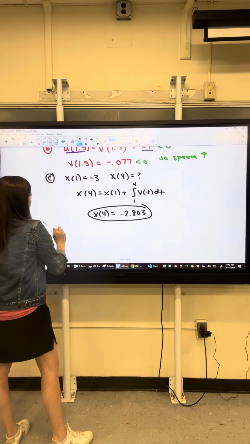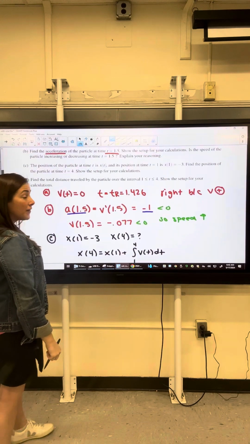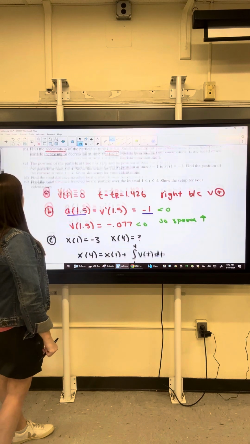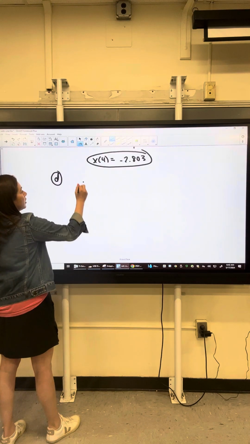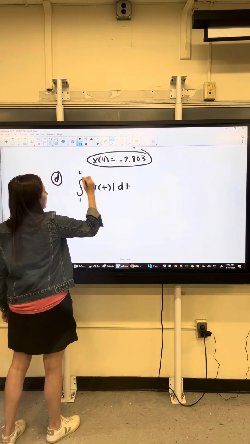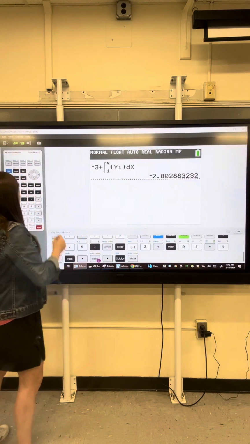And then letter D, this was just the memorizing of the formula, which hopefully I emphasized enough in class over and over and over again. The total distance traveled, show the setup. So total distance traveled is the integral of absolute value of velocity. So that's what it means when they said show the setup. And then you were just going to type that in your calculator and give them the answer.